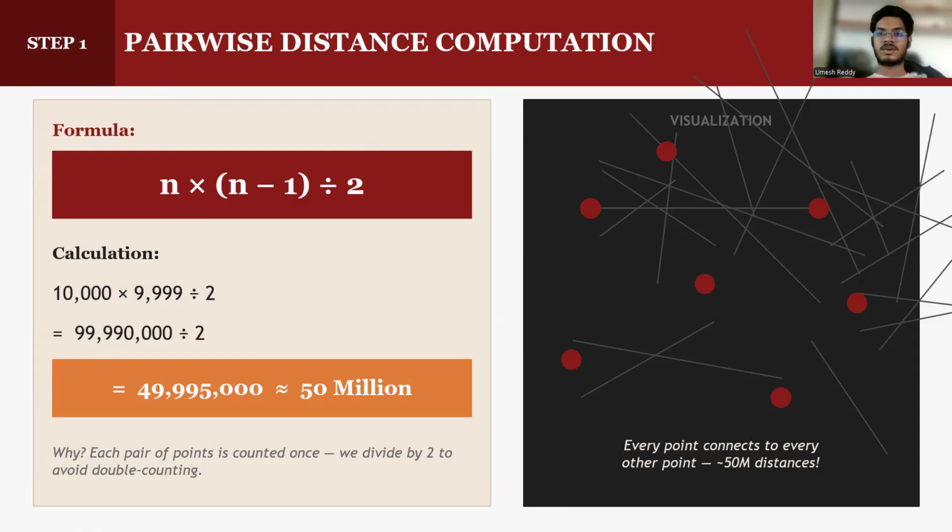The pairwise distance we need to calculate is n into n minus 1 divided by 2. Based upon that, we can calculate the pairwise distance. So it is approximately 50 million. Each pair of points is counted once and we divide by 2 to avoid double counting. So every point is connected to every other point. So 50 million is the distance.